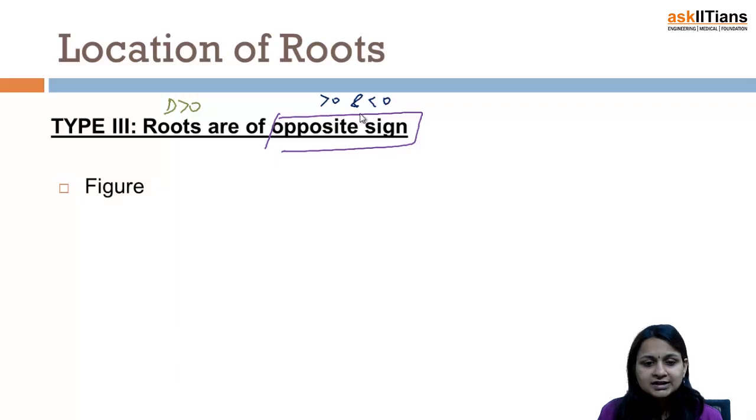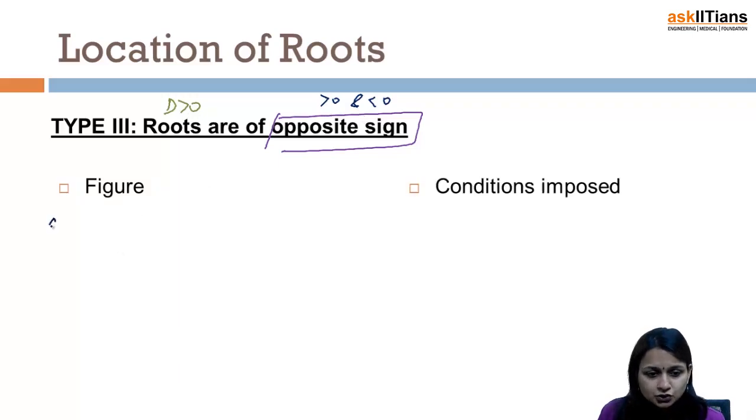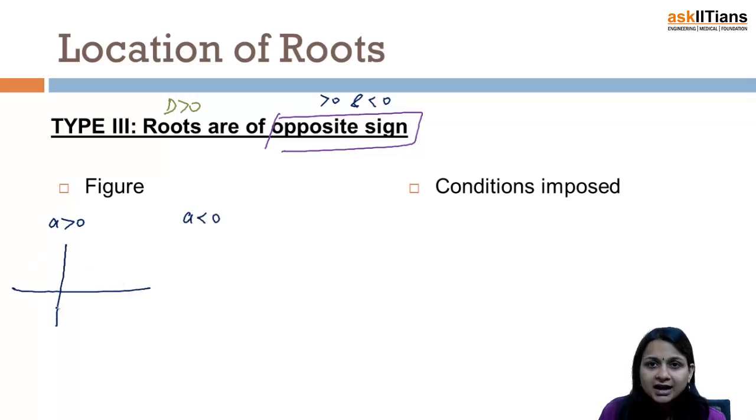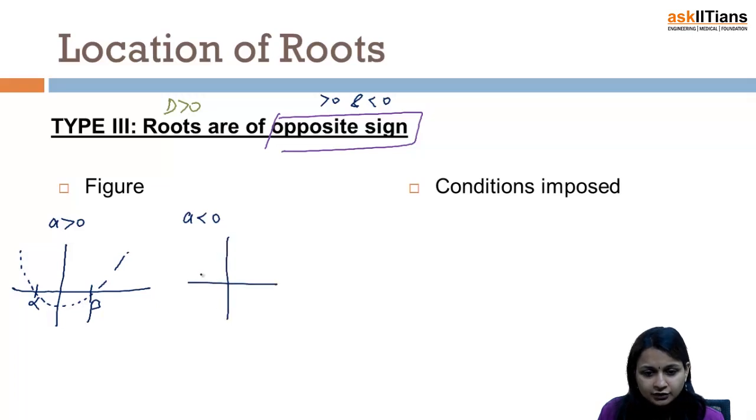Okay, so let's quickly see how we are going to draw the figure. To draw the figure, again I am taking two cases: a greater than 0, a less than 0. So, when a is greater than 0 and I have roots of opposite sign, that means one root is say alpha and the other root is beta, lying on this side and this side. So, let me draw it. My graph will look like this. Here a is less than 0, so the graph would look like this.